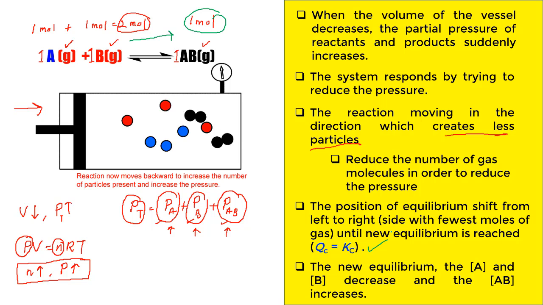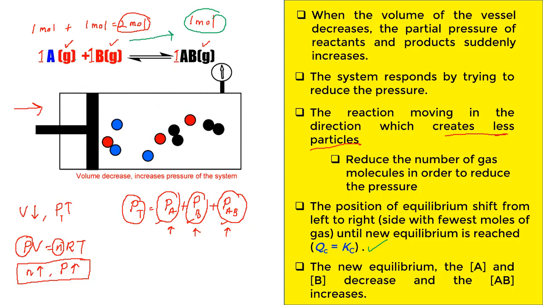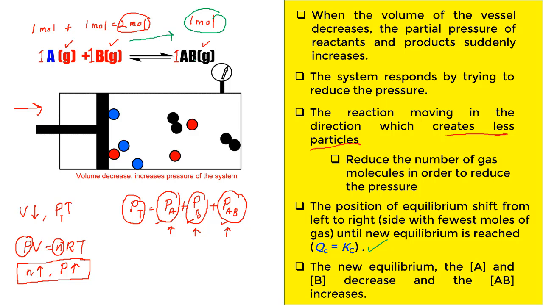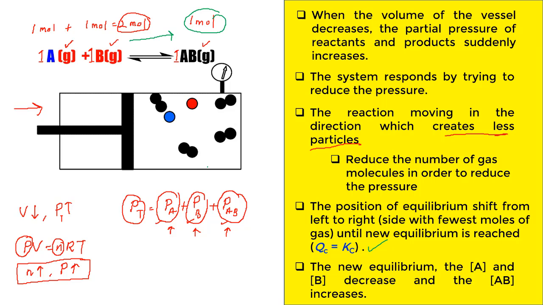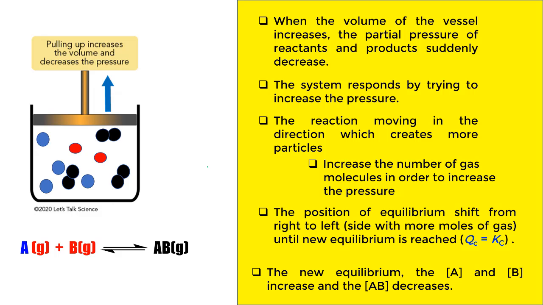So at the new equilibrium, the concentration of A and B decrease. Sebab apa? Dia produce more AB, and the concentration of AB increases. Okay, itu asas untuk yang pertama lah. Okay, untuk faktor pressure. Okay, so now what happen?